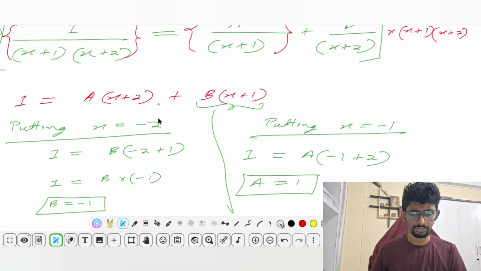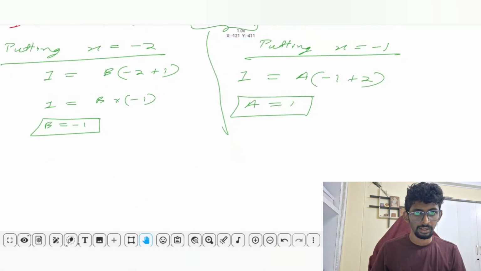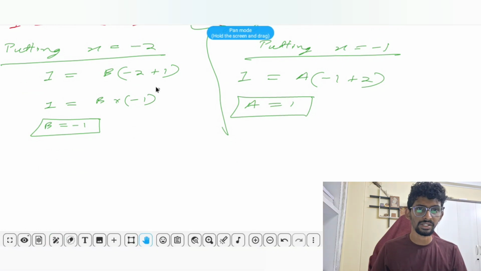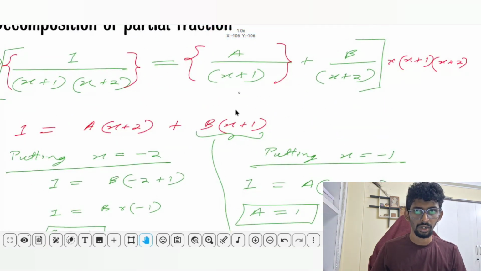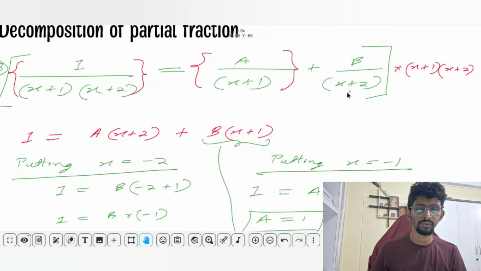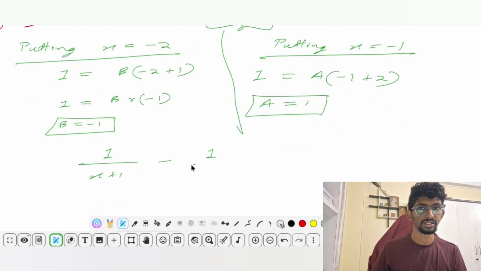So the decomposition will be a by x plus 1, that means 1 by x plus 1, plus b by x plus 2. b is minus 1, so simply we can write minus 1 by x plus 2. So this is the answer.